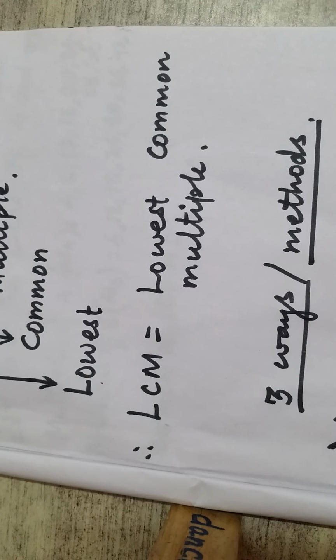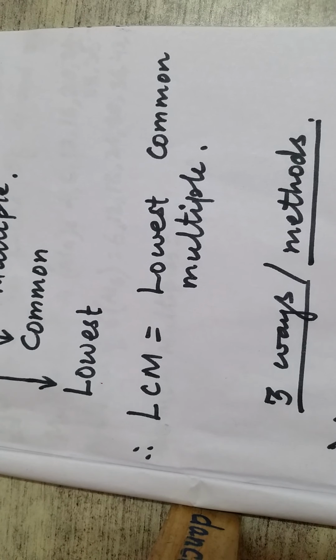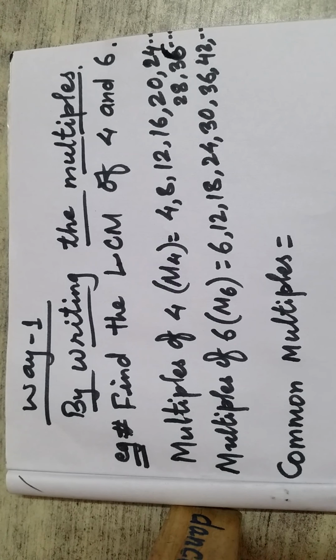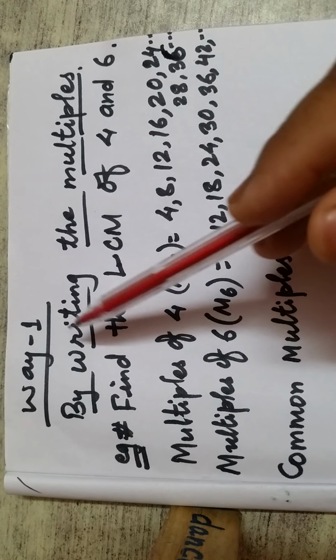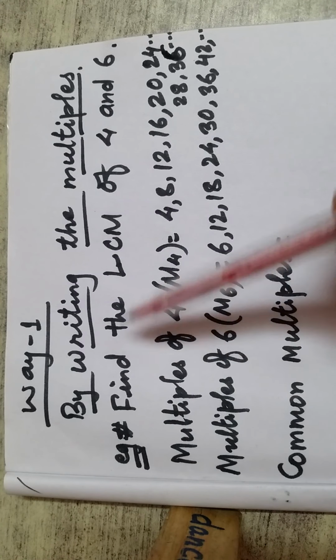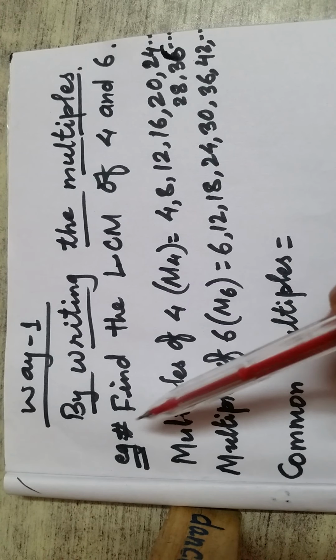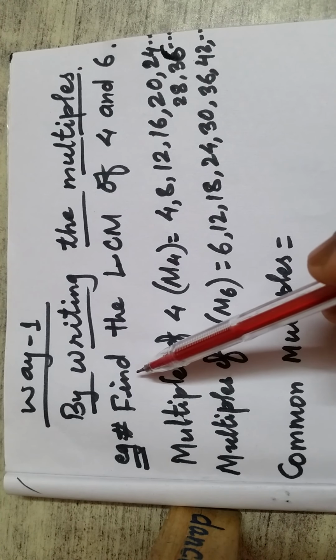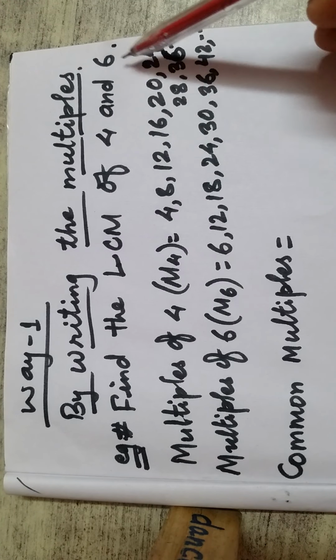Okay, here we will learn about three ways of finding LCM. First of all, we discuss the first way, that is by writing the multiples. For an example, if a question is like this: find the LCM of 4 and 6.